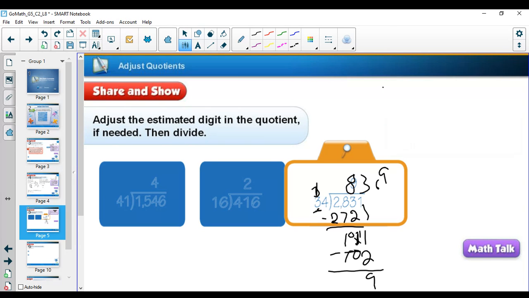So when we are dividing, we have to pay attention to a few things. The first thing we have to pay attention to is when we multiply, the number that we get, in this case 34 times 8 is 272, is that less than the number we're trying to subtract it from, right? And in this case 272 is less than 283, so that works. The second piece of this is that after we subtracted and we got the number 11, we need to compare that to our divisor. Is 11 less than 34? And the answer here is yes, it is.